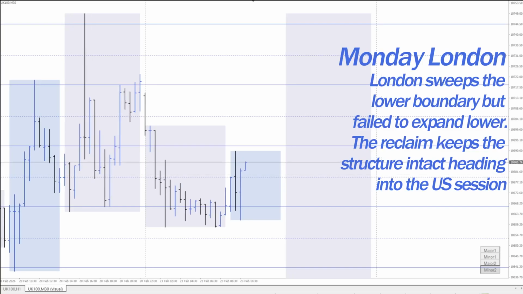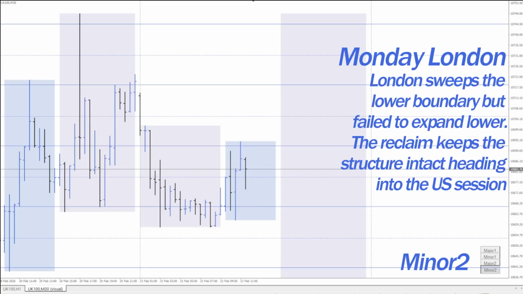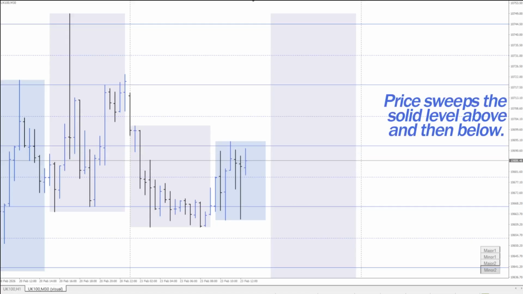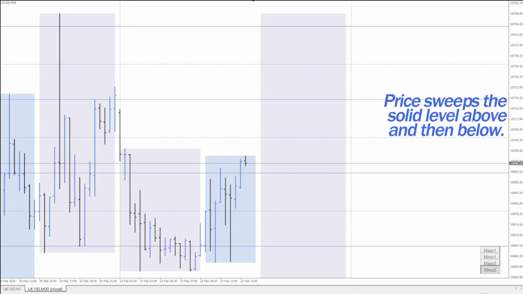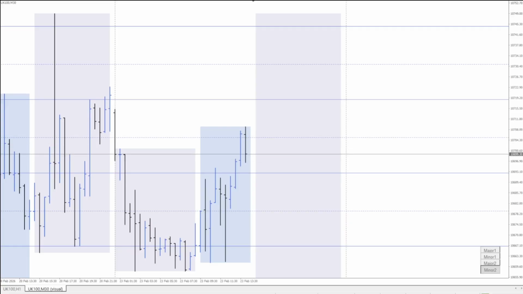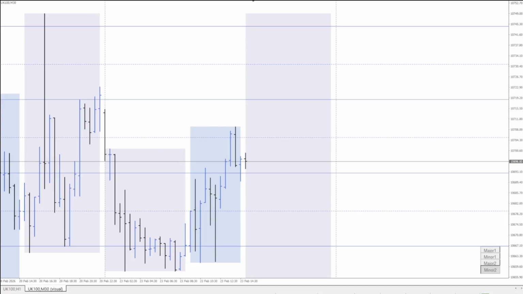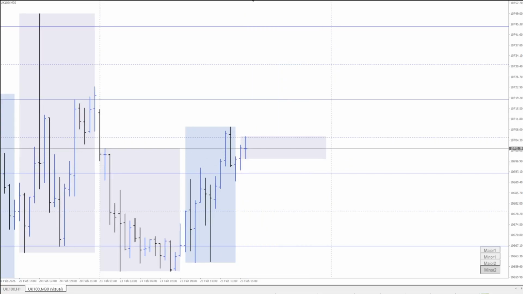London pushes higher above the Asia major 2 solid and quickly lower it pierces the minor 2 solid boundary. Price sweeps the solid level briefly and quickly goes back up to opposing structure. We don't see expansion through it, so that's not a structure failure, it's a sweep. Price moves back above. When solid levels are swept but quickly reclaimed, the boundary is still respected.